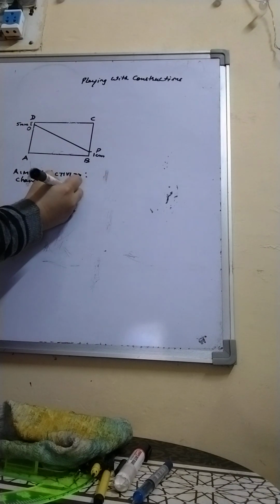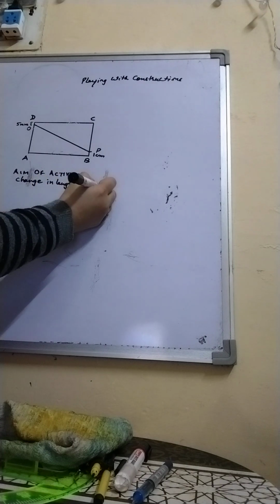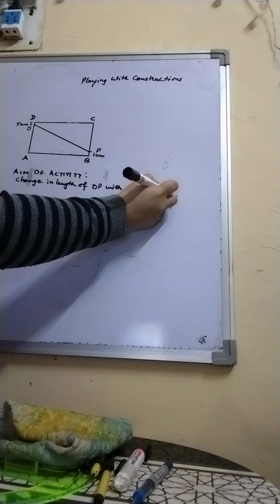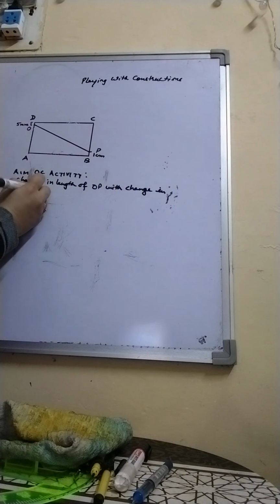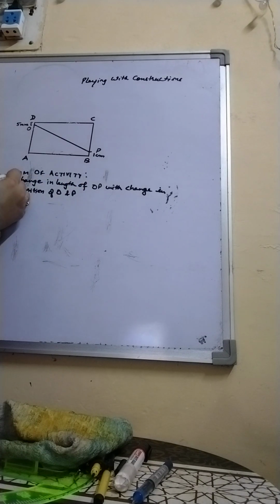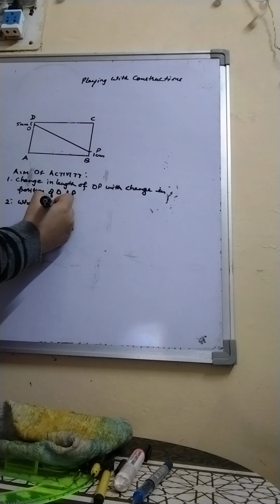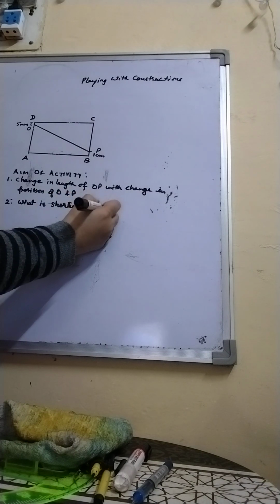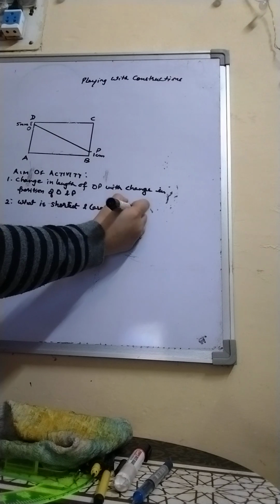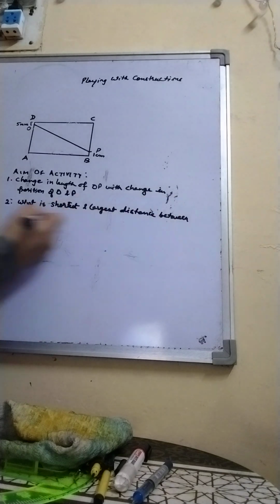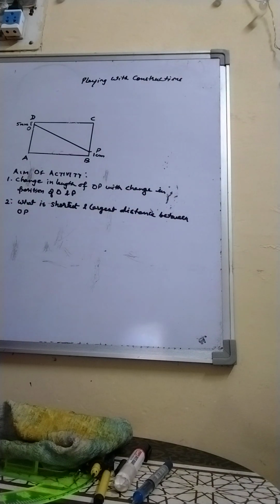change in length of OP with change in position of O and P, and the second aim is what is the shortest and largest distance between OP. Okay, so you just have a look at how we proceed.